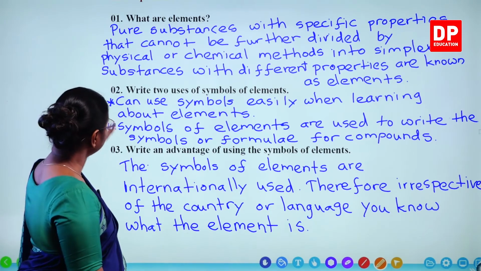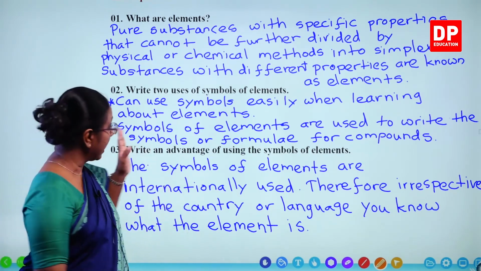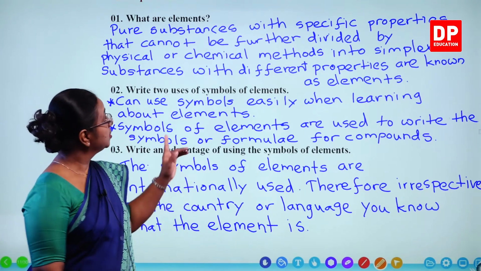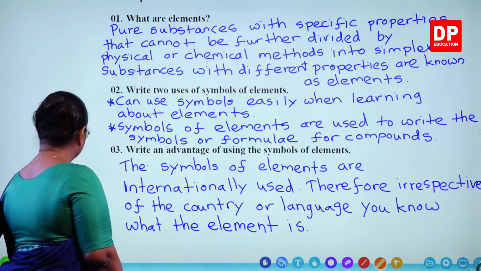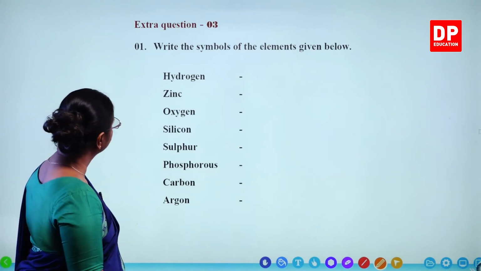So I am sure you also wrote answers similar to this in your own words. As long as you give the correct meaning, that is fine. So with that, I will move on to the next question. Extra question 3. Write the symbols of the elements given below.